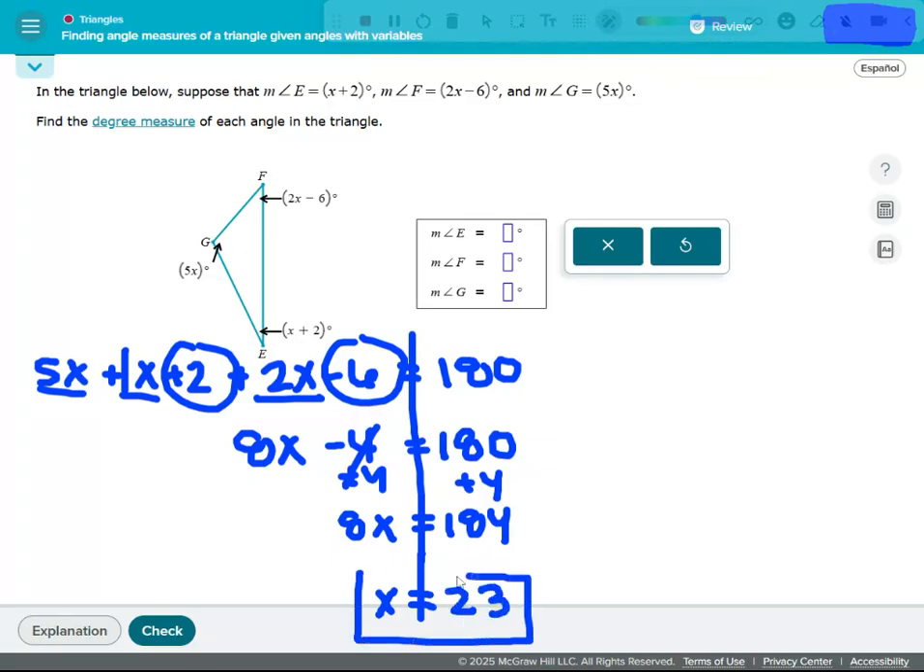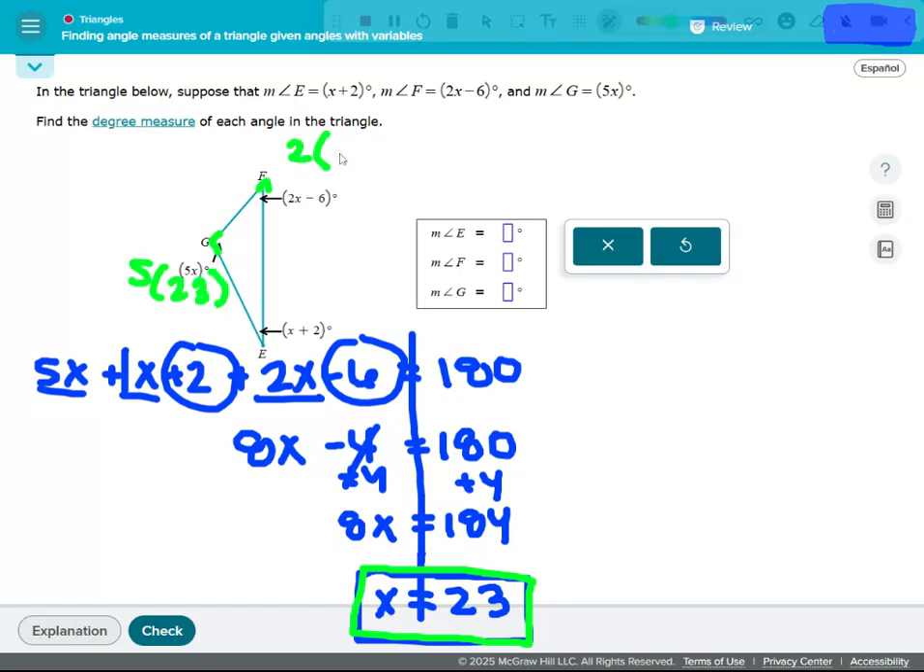Now, how is this helpful? It doesn't quite tell us what each angle measurement equals, but now that we know what x equals, we can plug it back in. For our class, we're not going to do all three, we would just be doing 2. So we'll just look at angle F and angle G. I'll show you how to do all three, but for our class, we're just finding 2. So we plug it back in, substitution, right? Instead of x, we're going to replace x with 23 for each of them.